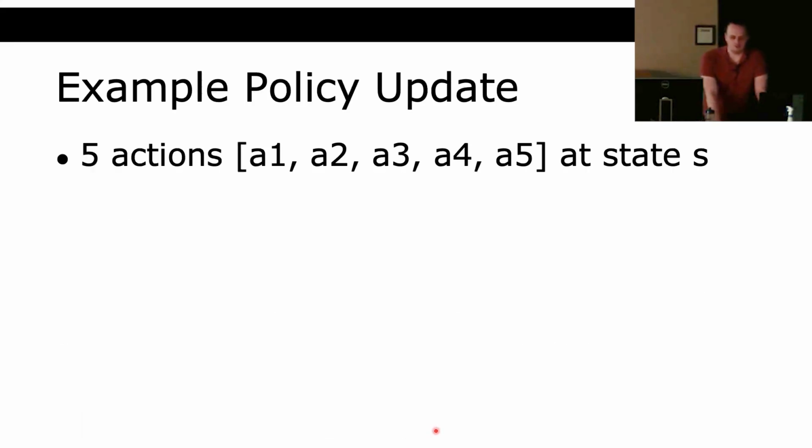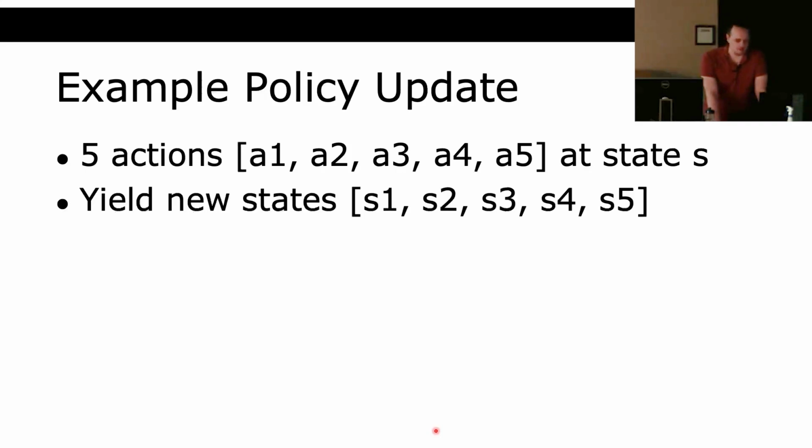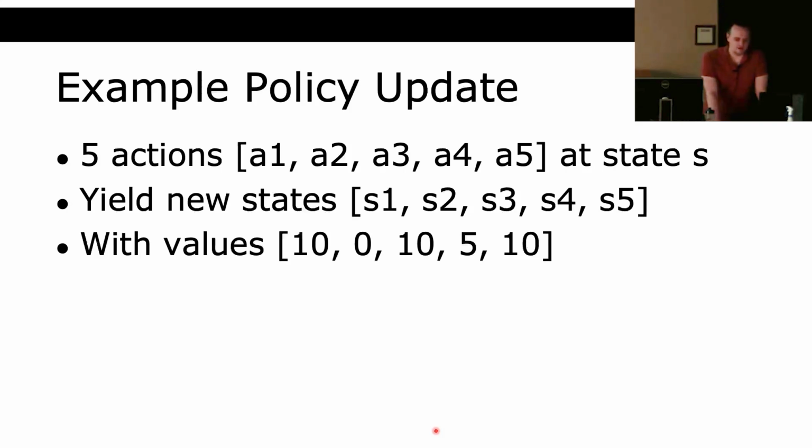Let's say we have 5 actions that are possible from a given state, A1 through A5, and those yield the new states S1 through S5, and those states have values 10, 0, 10, 5, and 10. So if we look here, we have 3 maximums, right?